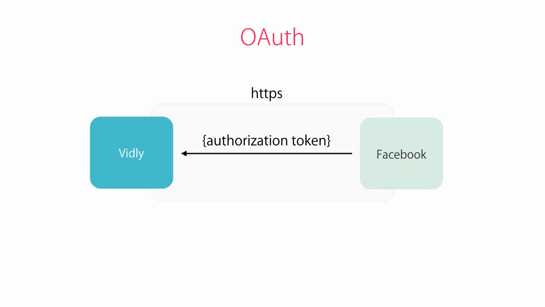Now on Vidly, we get this authorization token and send it back to Facebook with our API key and secret. We do this because a hacker may send a random authorization token to Vidly, so we need to verify that it really came from Facebook. That's why we send it back and tell Facebook, hey, it's me, Vidly. Did you really send me this authorization token? Facebook says, yes, I did. And then it will give us an access token. With this access token, we can access some parts of the user's profile, the parts we have permission to access.